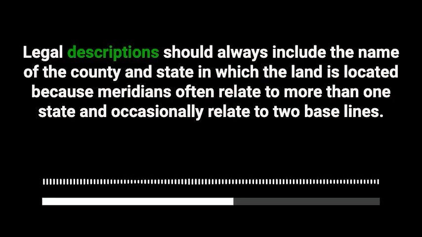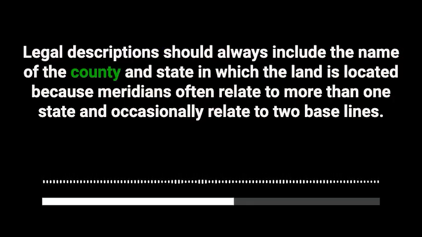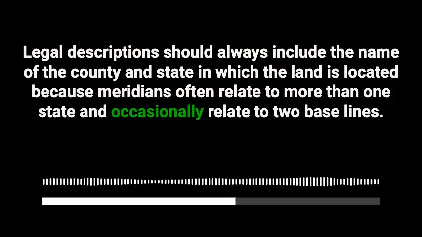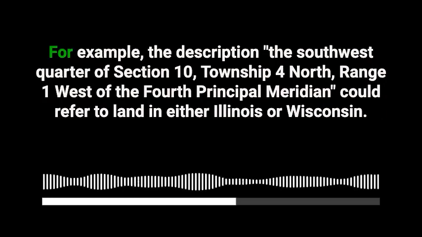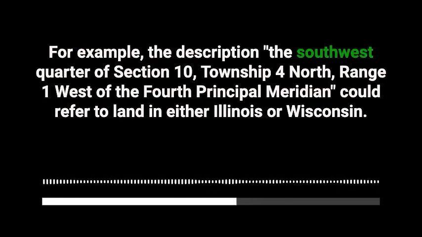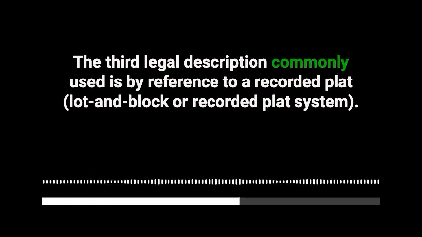Legal descriptions should always include the name of the county and state in which the land is located because meridians often relate to more than one state, and occasionally relate to 2 baselines. For example, the description the southwest quarter of Section 10, Township 4 North, Range 1 West of the 4th Principal Meridian could refer to land in either Illinois or Wisconsin. Reference to a recorded plat. The third legal description commonly used is by reference to a recorded plat.